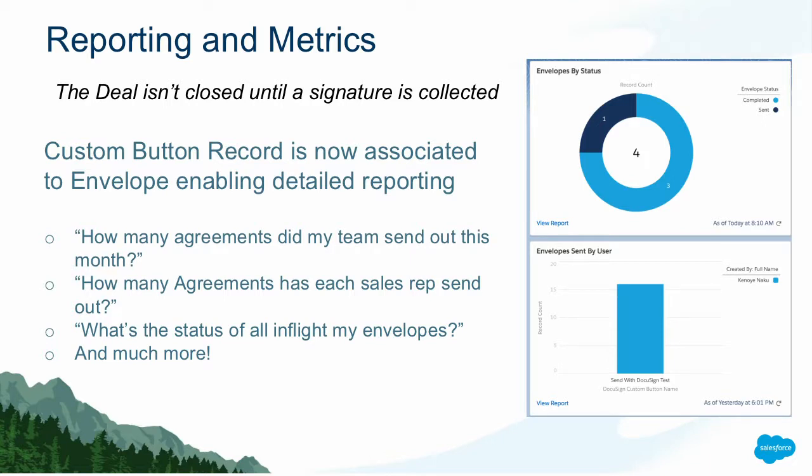So we want to be able to answer some of those questions, like how many agreements did my team send out this month? How many agreements did each sales rep send out? What's the status of my envelopes in flight? So you have two reports here that I added to my layout. So you can see that there are 3 that are completed, and then 1 that's sent, and then of course envelopes sent by user.